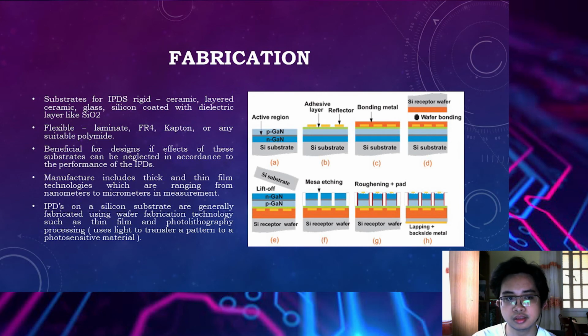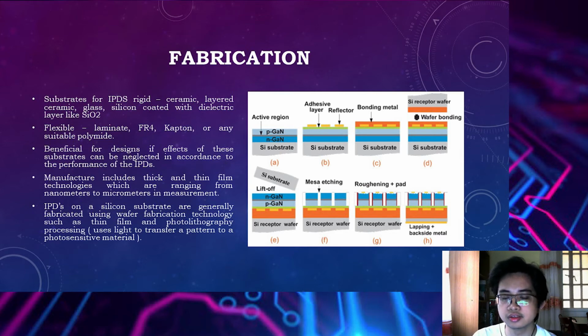For fabrication, the IPDs can use substrates that are rigid, like ceramic, layered ceramic, glass, or silicon coated with a dielectric layer like silicon dioxide. They can also have substrates that are flexible, like laminate, FR4, Kapton, or any other suitable polymer. It can be considered beneficial if the design and effect of these substrates can be neglected with regard to the performance of the integrated passive devices.